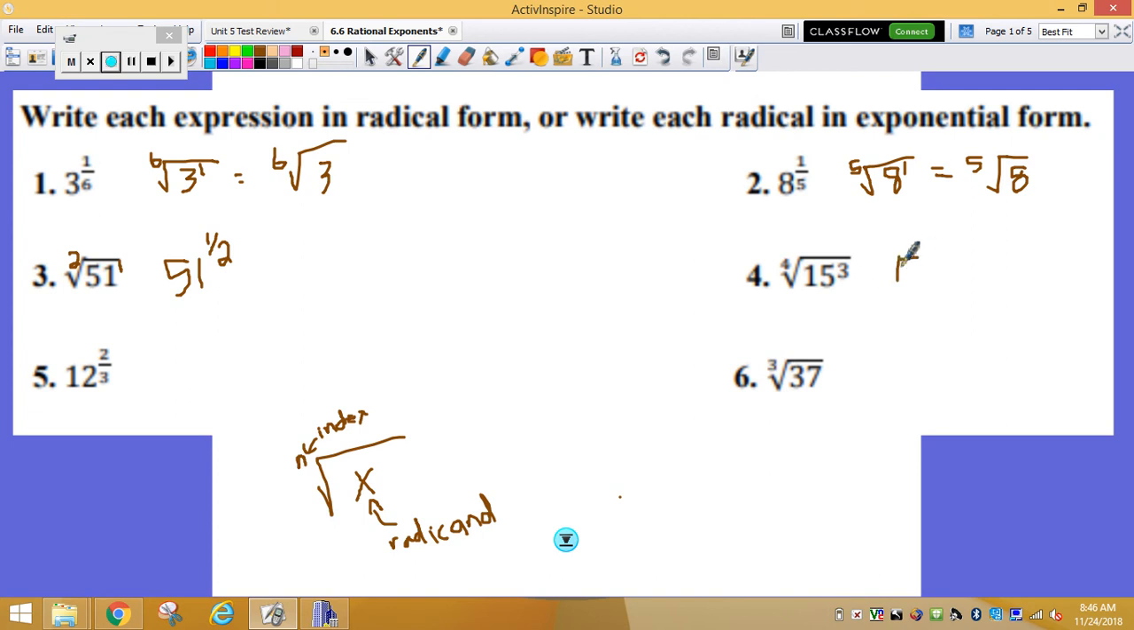Okay, let's do another one. 15 is my big number. This one's easier because they give you all the numbers. Your exponent on the inside is your numerator. The index is your denominator. Okay, this one we're going back to this form, so it's a 12. Your numerator is your exponent on the inside. Your denominator is your index. And the other way, 37 is your big number. There's no exponent, so it's really a 1. So 1 is your numerator and 3 is your denominator. Okay, so that's how you go back and forth from radical form to exponential form.